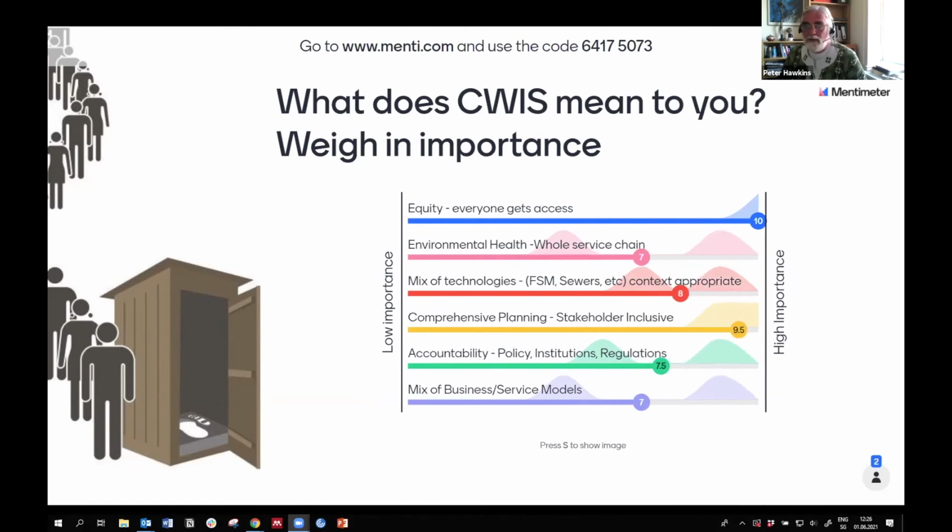Okay, so at the moment, equity is winning out as the most important principle. Comprehensive planning coming not far behind, and including stakeholders in that planning. So in general, they're all very important. So not many low votes. I think only mix of business or service models has maybe a handful of very low votes. And equity still in the lead.